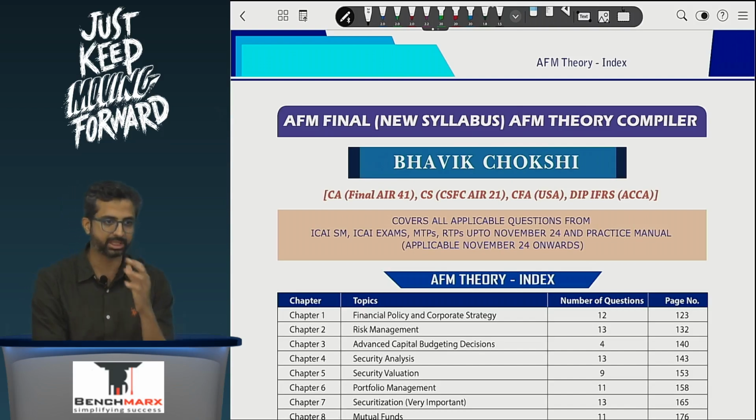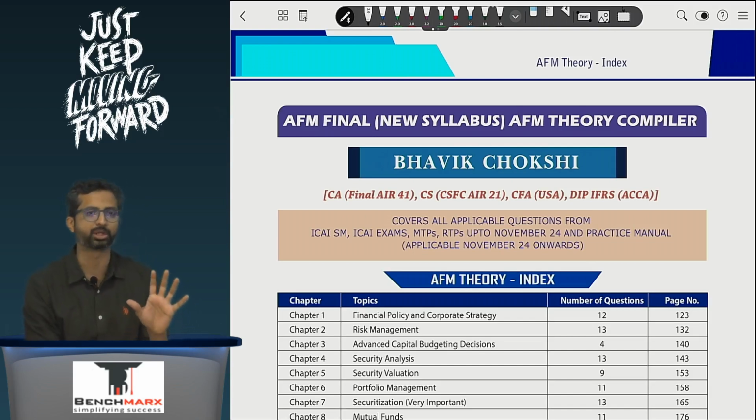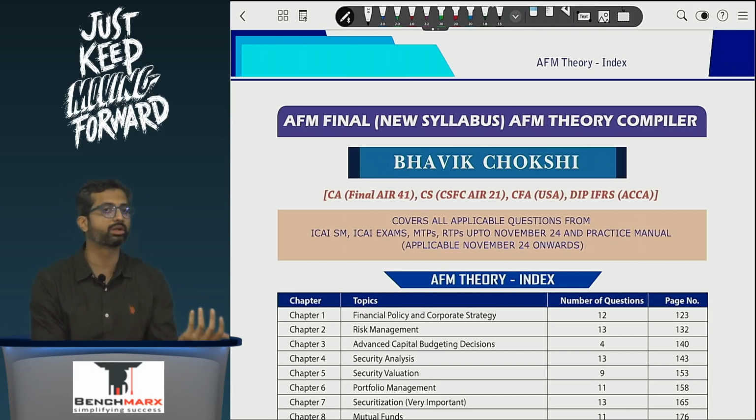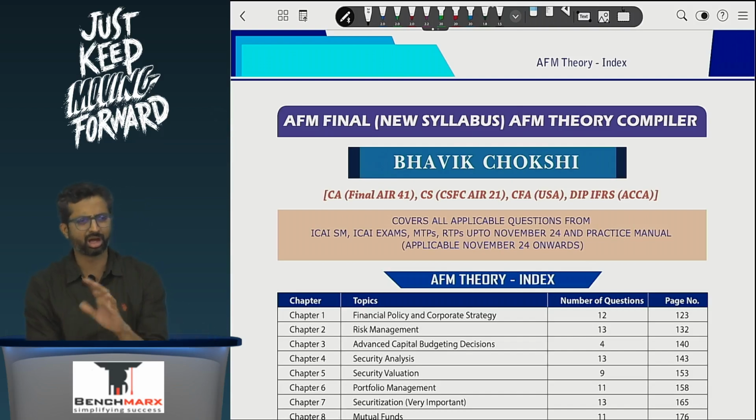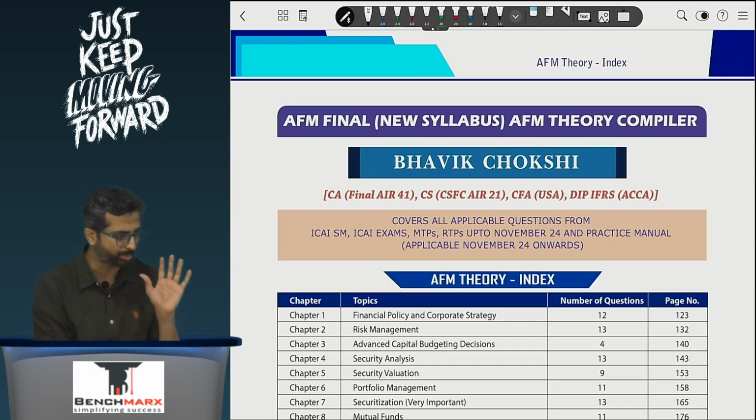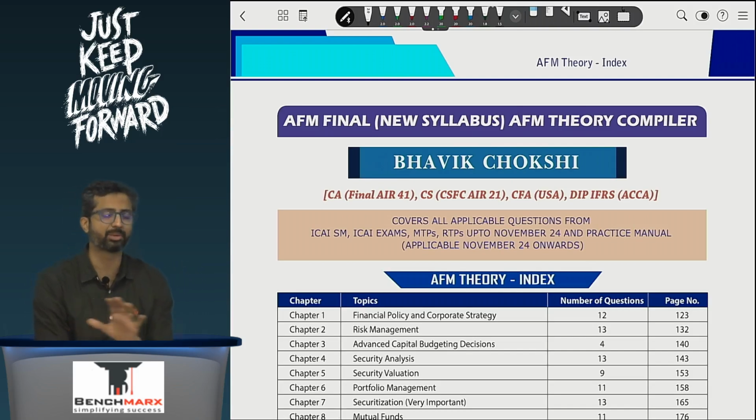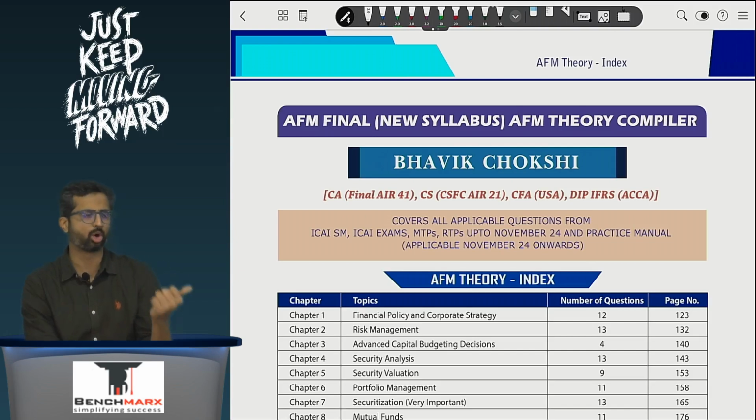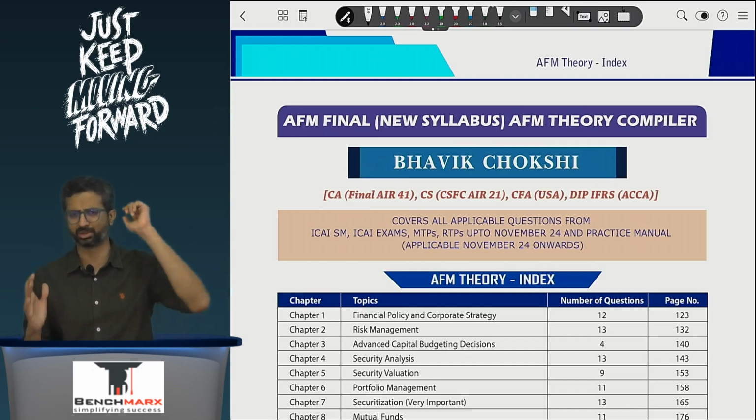Out of these as well, the institute will possibly ask you a couple of theory questions, and that will be a good at least 6 to 8 marks, and around 3 odd questions minimum will come from the core theory topics. So we'll touch upon these topics as well. Inside it, the theory, again covering all the questions which are there in the past RTPs, MTPs, exams, and even the old practice manual and the new study material to the extent possible.